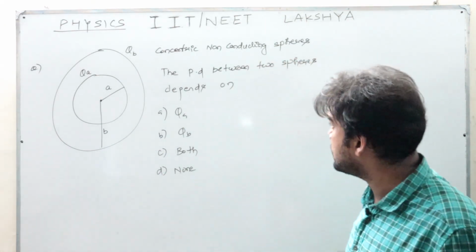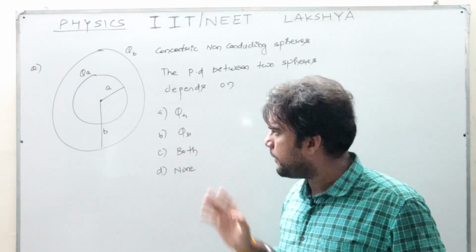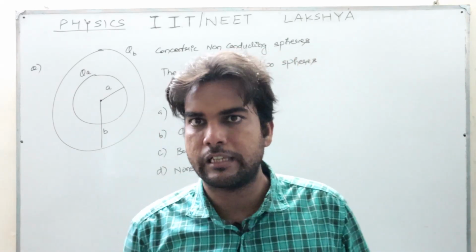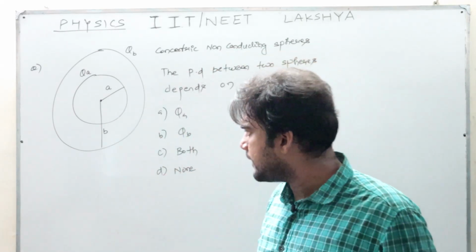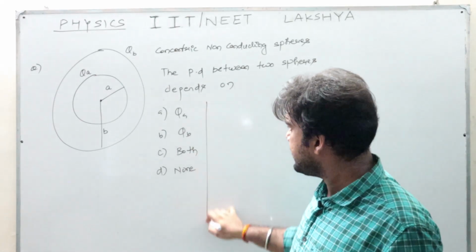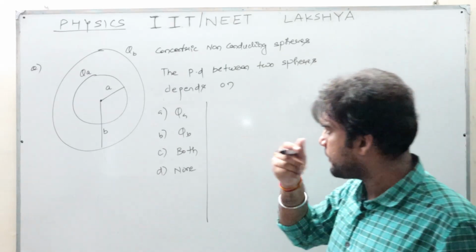That is, the potential difference between the two spheres depends on QA, QB, both, or none. Whenever I ask these questions, you may pause the video and try to answer them on your own, and then you can watch for the solution. So let us see here, potential difference. Let me find the potential.